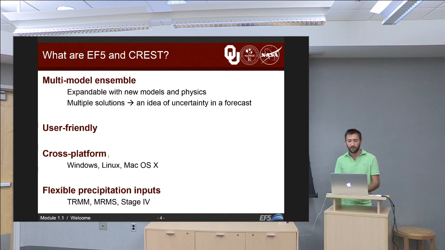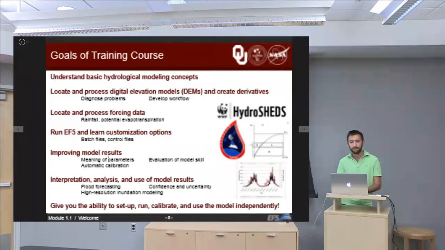EF5 also supports flexible precipitation inputs natively, and so that includes TRIM, which is a research satellite operated by the US NASA organization. It also supports MRMS, which is a radar-based rainfall estimator from the US National Severe Storms Laboratory, and other legacy rainfall formats like Stage 4, which is used by the US National Weather Service.